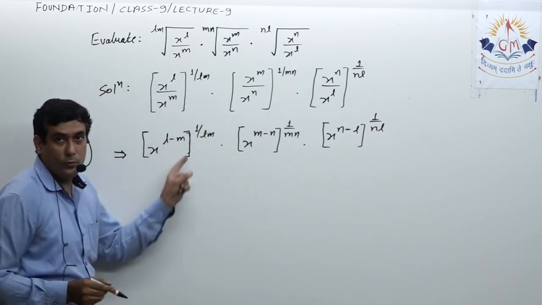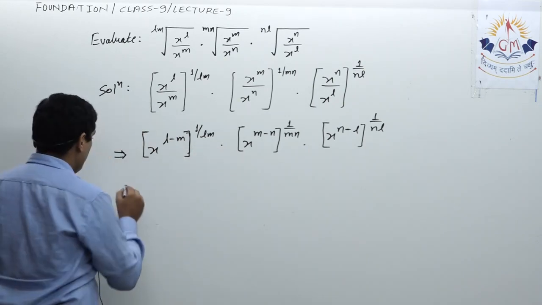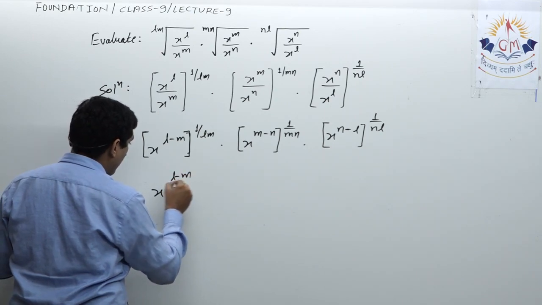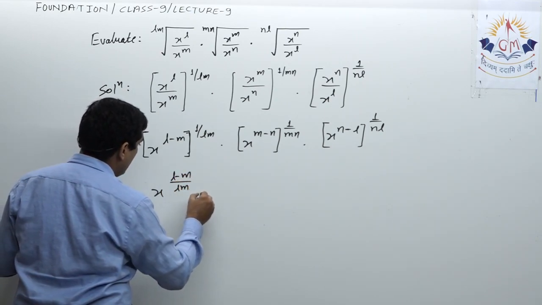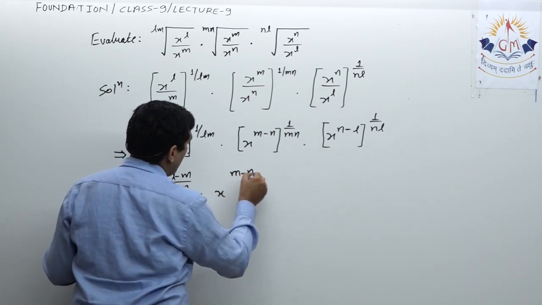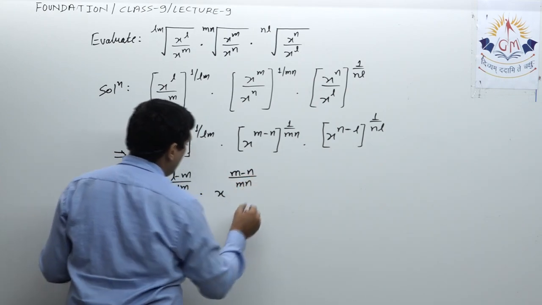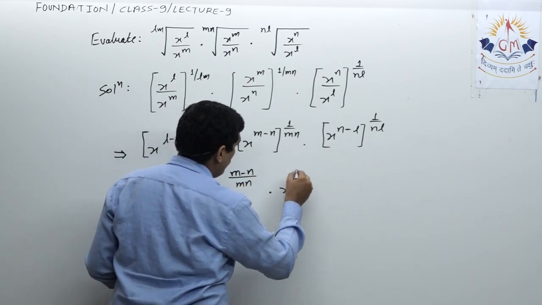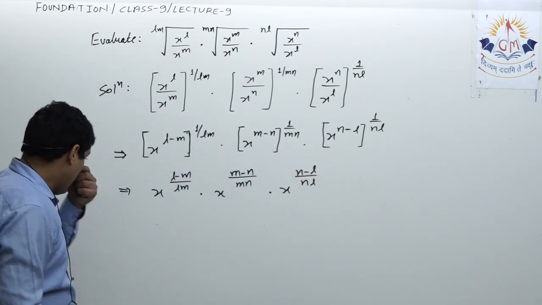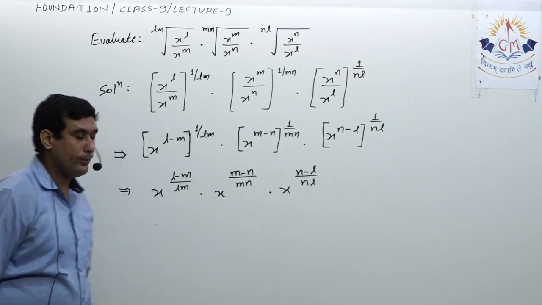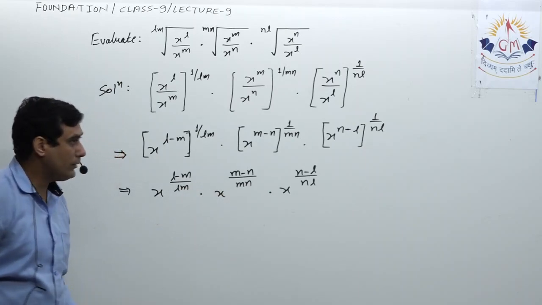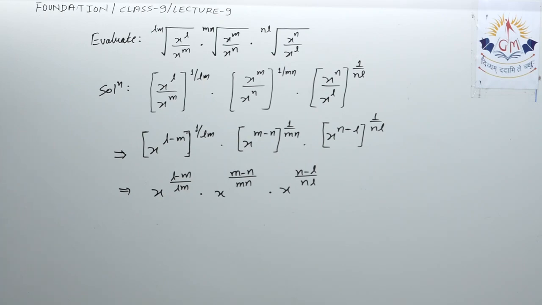Okay, now here it is power to power, so I can apply the power law. So x raised to L minus M upon LM, into x raised to M minus N upon MN, into x raised to N minus L upon NL. Okay, now I can apply the product law. Okay, I can add these powers. So please note it down up to this point, then we'll see its solution further.